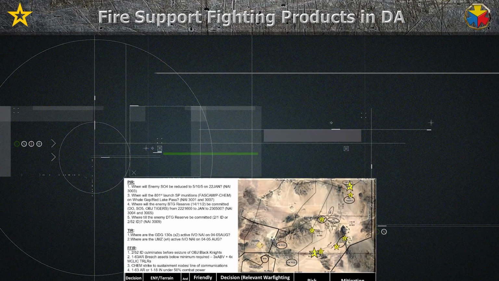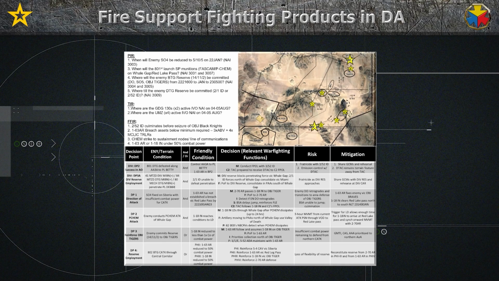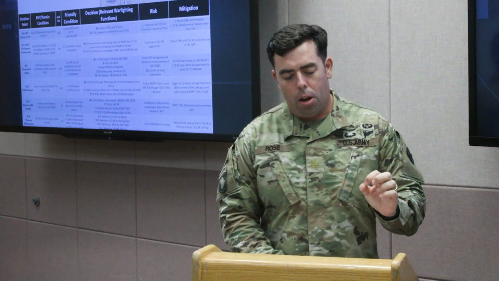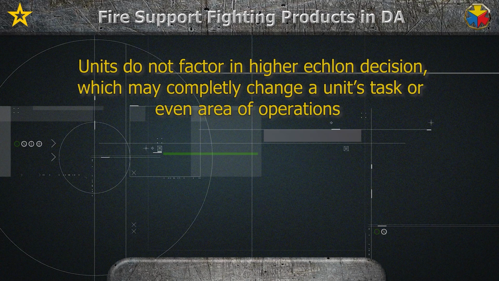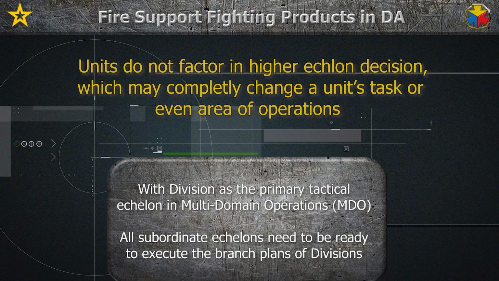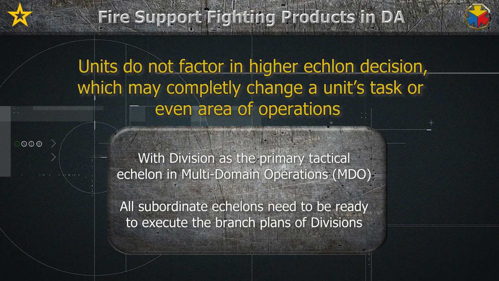You can see on the example of the DSM, we list higher headquarters decisions as well. This is essential in large-scale combat operations. Too often, units do not factor in higher echelon decisions, which may completely change the unit's tasks or even area of operations. With the division as the primary tactical echelon in multi-domain operations, all subordinate echelons need to be ready to execute the branch plans of divisions.